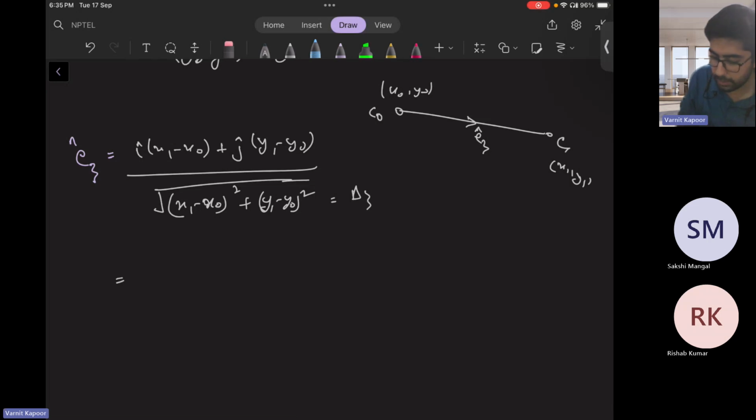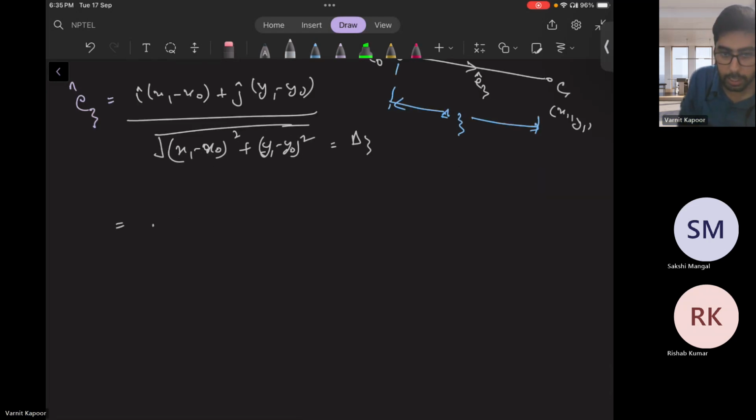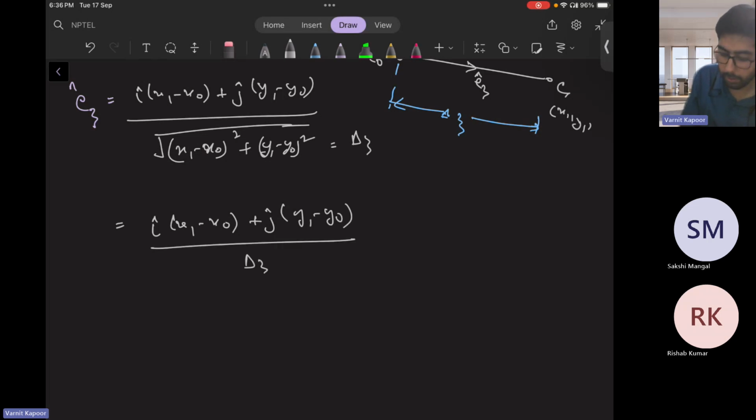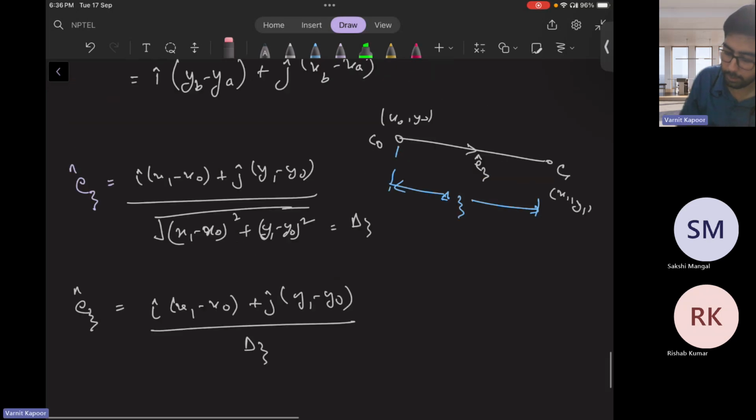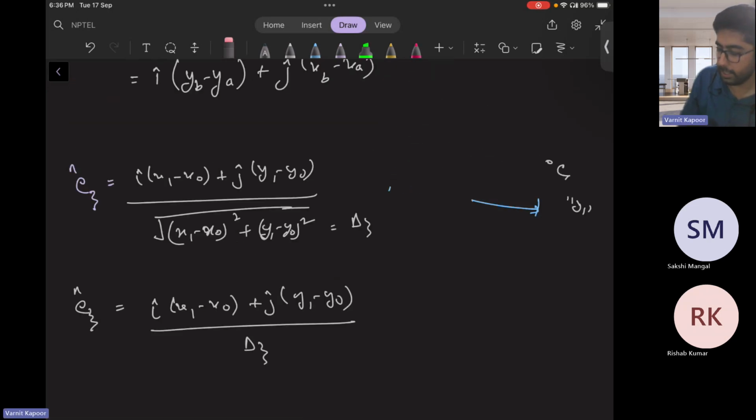This was your delta zeta only. This was in the diagram, which you made above. So that is i hat (x1 minus x0) plus j hat (y1 minus y0) over del zeta. This is your e zeta hat. Similarly, you can write e eta hat as well.